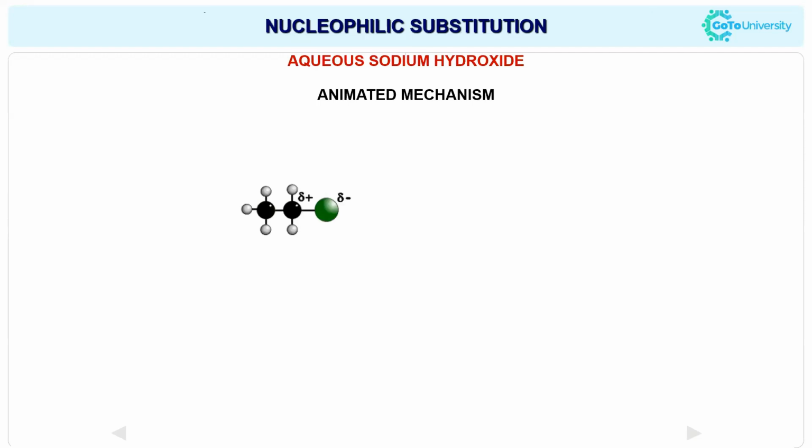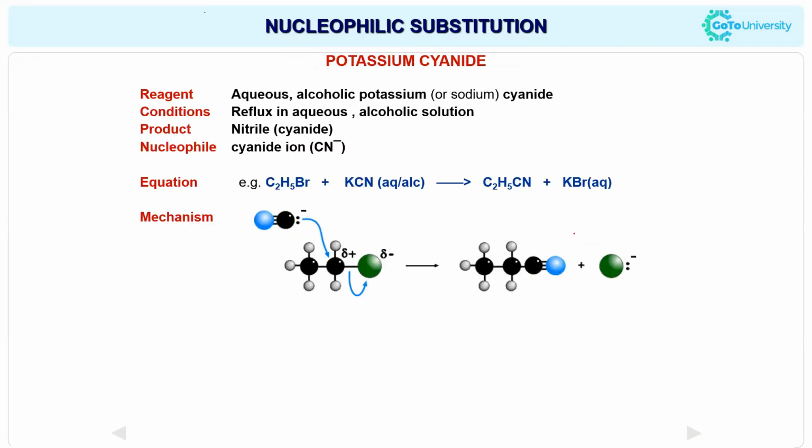See, this is the animated mechanism for the nucleophilic substitution reaction. Here this is the carbon containing a partial positive charge. It will be attacked by the nucleophile and the leaving group is removed, producing the substituted product of the reaction. And this is the leaving group. Okay.